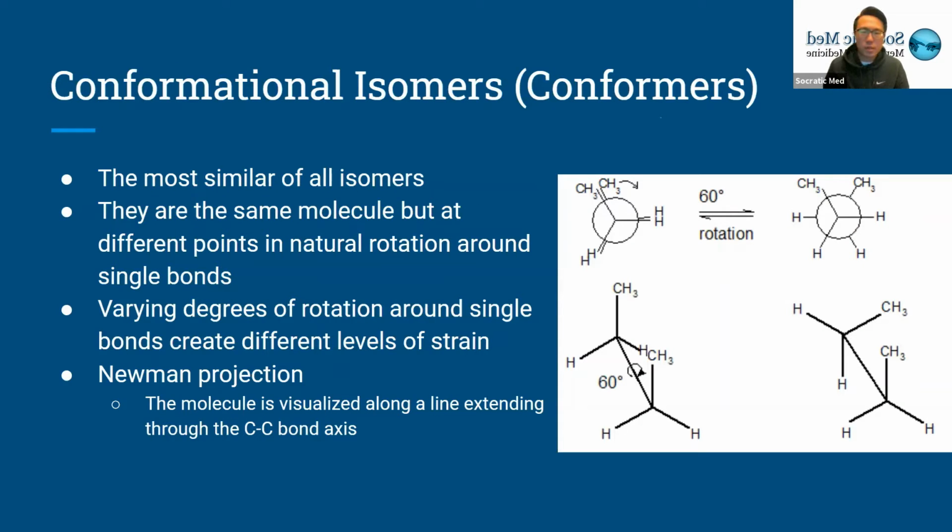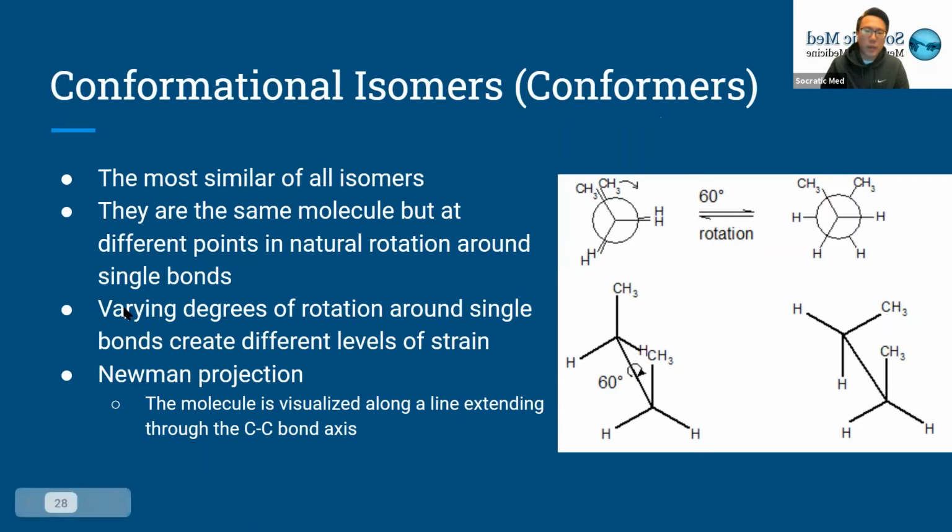So the first stereoisomer is conformational isomers, sometimes also known as conformers. These are the most similar of all isomers. They're basically the same molecule, but at different points in their natural rotation around a single bond. Single bonds, unlike double or triple bonds, are not as rigid, so the molecules can rotate while connected to each other by single bonds.